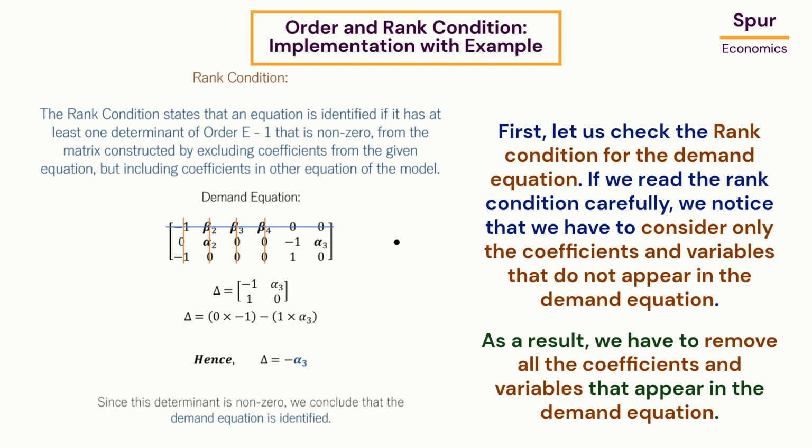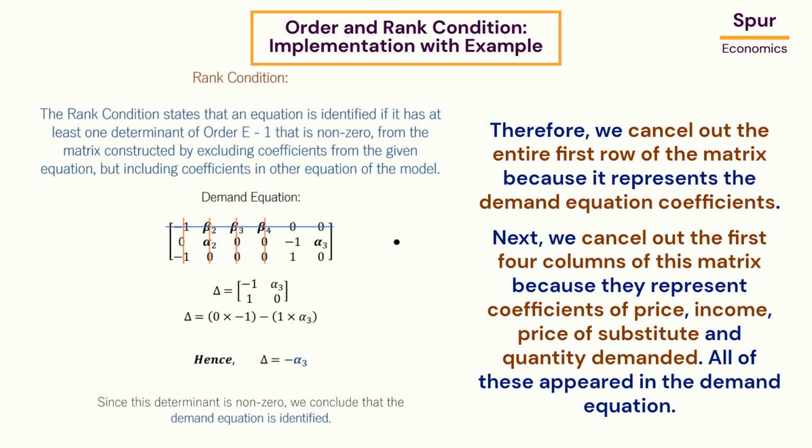First, let us check the rank condition for the demand equation. If we read the rank condition carefully, we notice that we have to consider only the coefficients and variables that do not appear in the demand equation. As a result, we have to remove all the coefficients and variables that appear in the demand equation. Therefore, we cancel out the entire first row of the matrix because it represents the demand equation coefficients.